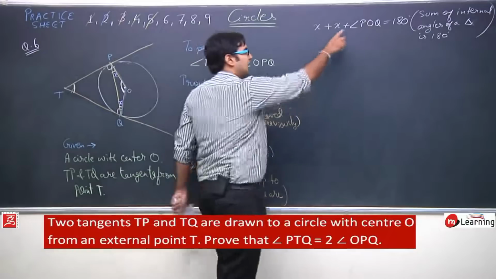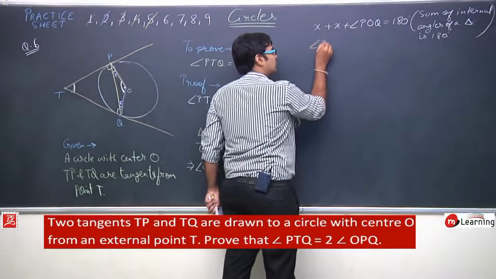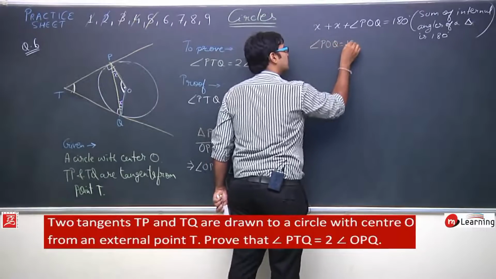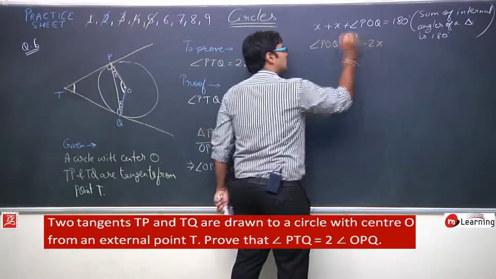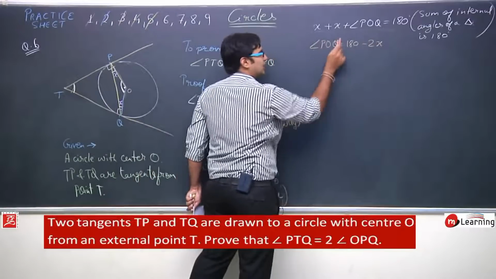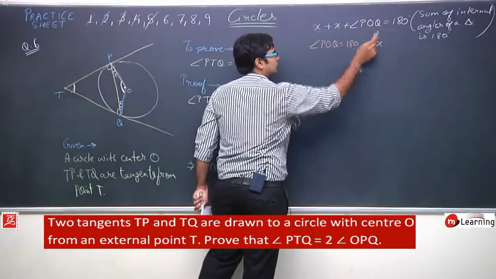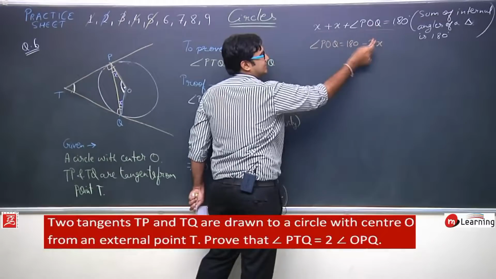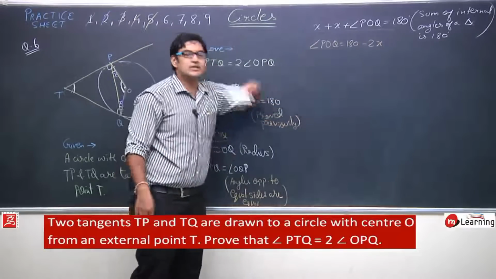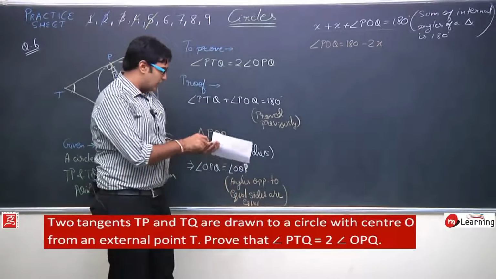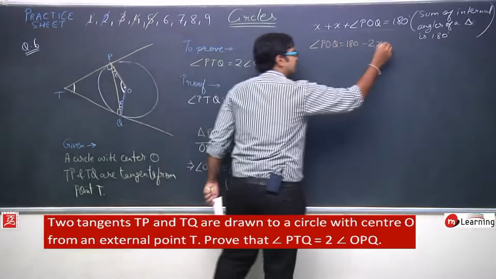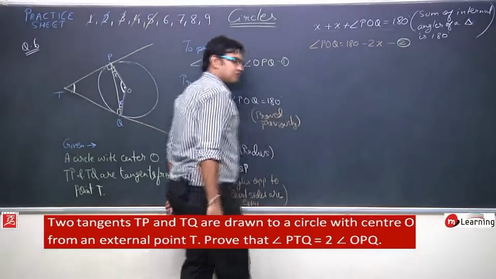So from this I can get angle POQ is equal to 180 minus 2x. If I simplify this, I will get angle POQ is equal to 180 minus (x plus x), that is 2x. It will be shifted from LHS to RHS, and it will become minus 2x. Okay. Now, let us say this was our first equation, and this is our second equation.